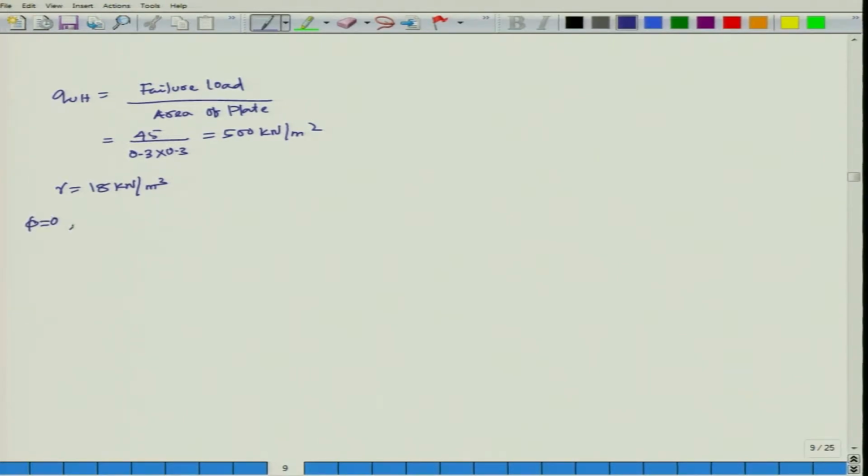For phi equal to 0, earlier I have given the chart of Terzaghi's bearing capacity factors Nc, Nq and Nγ, varying from phi equal to 0 to phi equal to 50 degrees. For phi equal to 0 degrees, Nc is equal to 5.7, Nq is equal to 1, Nγ is equal to 0. This value I have taken from Terzaghi's bearing capacity factors.